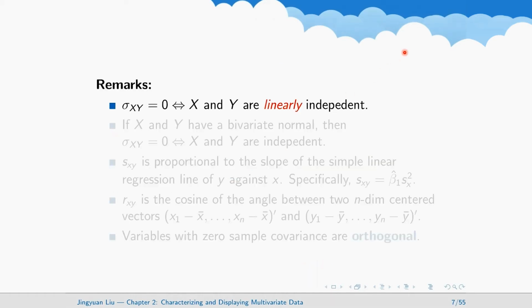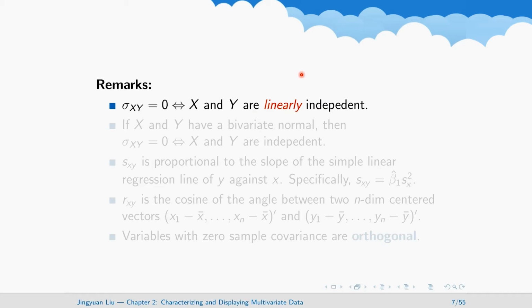Okay, now let's talk about some remarks related to covariance and correlation. First of all, you should notice that covariance or correlation equal to 0 means they are only linearly independent. We cannot guarantee they are completely independent. They might be quadratically dependent or non-linearly dependent, and so on, but they are not linearly dependent.